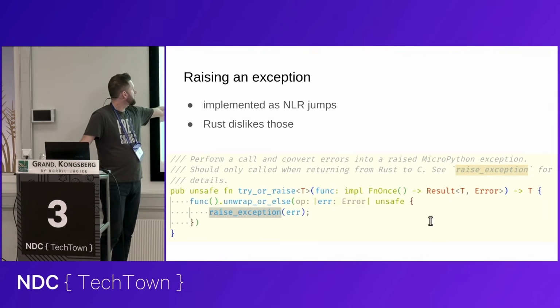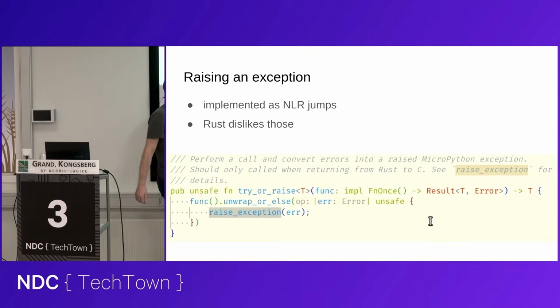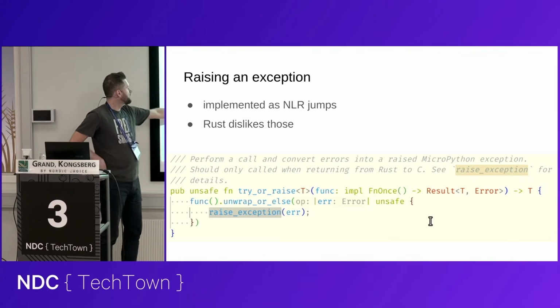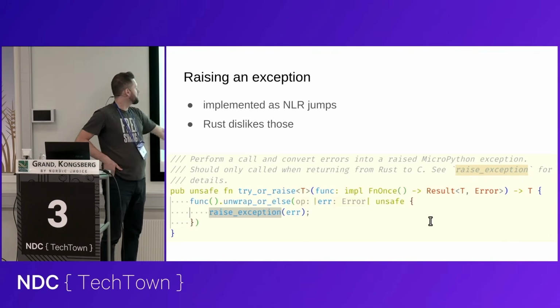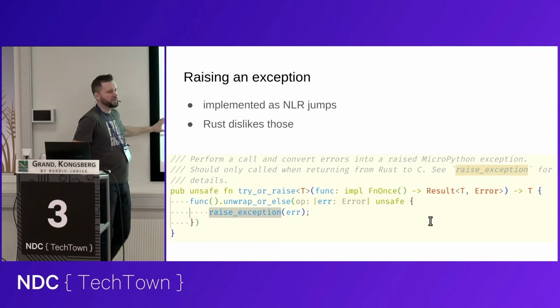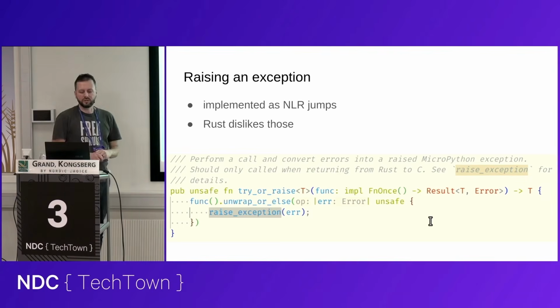We have a function try or raise that accepts a closure. The closure returns a result, and what we do is call it, and if the result is an error, we call raise exception, and that's it. That's the whole function, and this one must be called at the end of a function that is exposed to MicroPython.